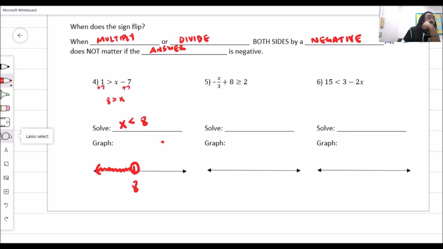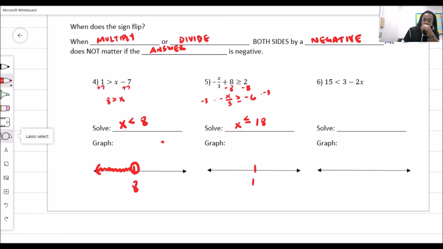Two-step inequality here. I'm going to subtract 8 from both sides. So I have negative x over 3 is greater than or equal to negative 6. And then I want to get rid of this in one fell swoop, so I want to multiply both sides by negative 3. And here I've multiplied by a negative number, so I have to flip my sign. I have x is less than or equal to positive 18.